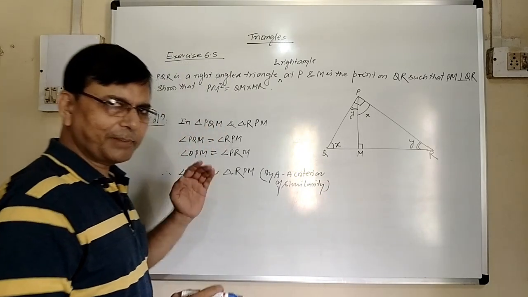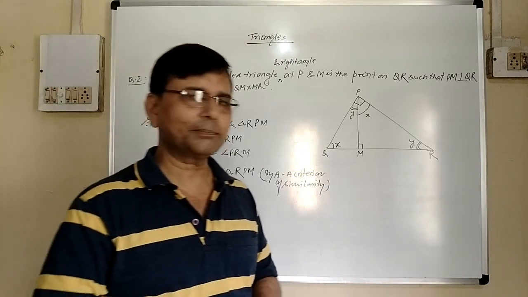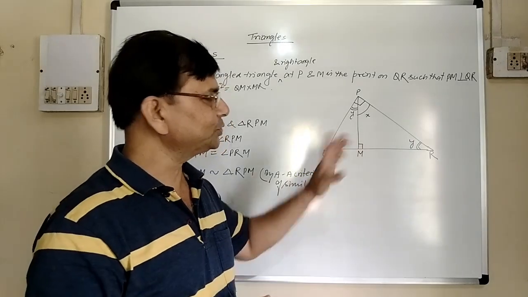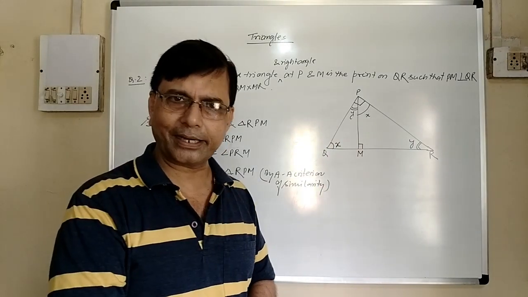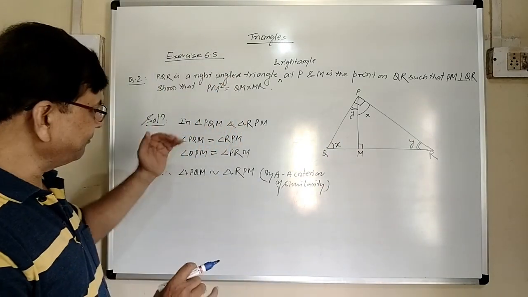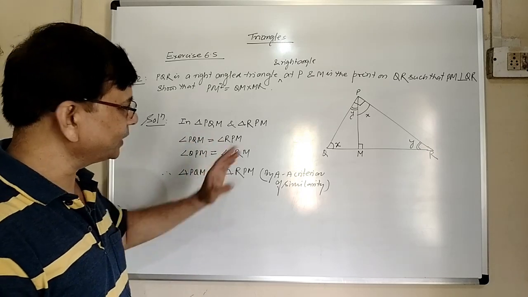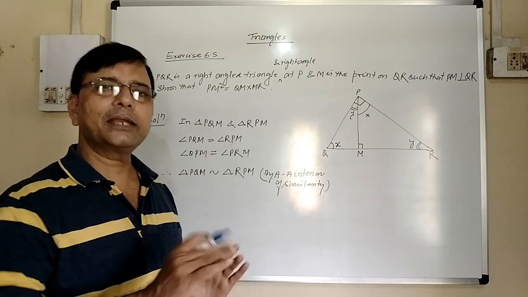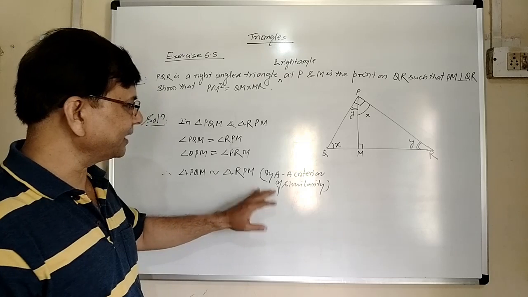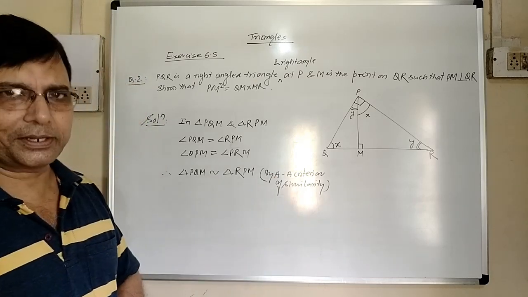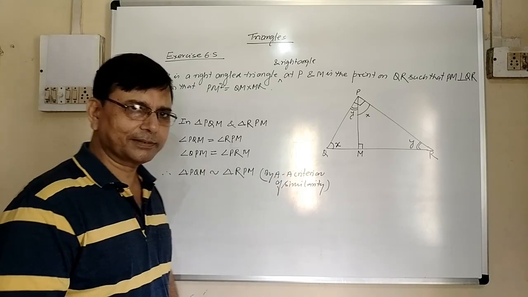Why do I write step by step? Because in the exam you are supposed to write stepwise. Even though these two triangles are similar, you cannot write directly. You have to write step by step. You have to prove that these two are similar under a certain criterion of similarity. So we have taken the criterion of similarity as the AA criterion. So these two triangles are similar.